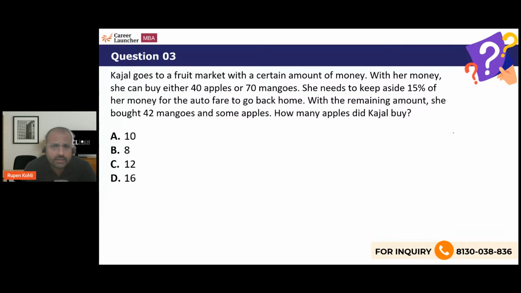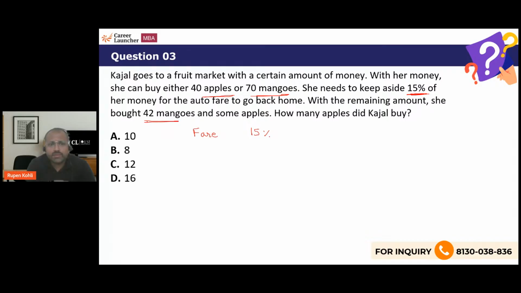So the only thing to understand is what this statement means: she can buy either 40 apples or 70 mangoes. It means the cost of 40 apples is the same as the cost of 70 mangoes, and equals the total amount she has with her to spend. Now, let's work in percentages, because here we can see a percentage. So 15% is reserved for her fare out of the total money available.